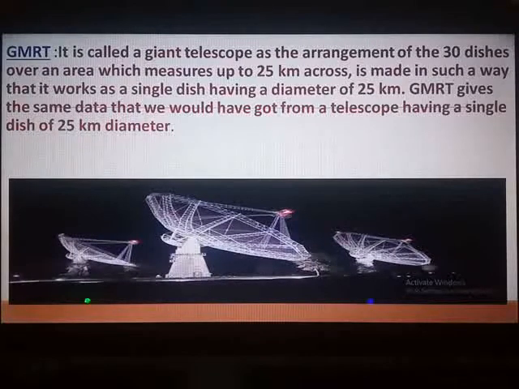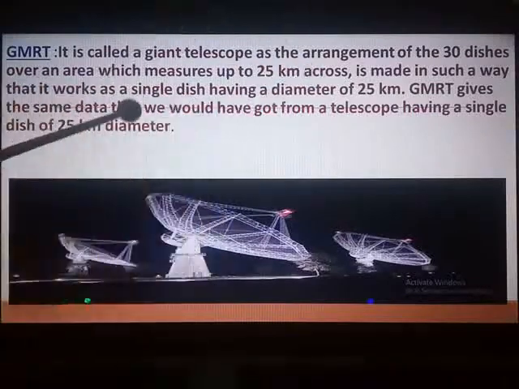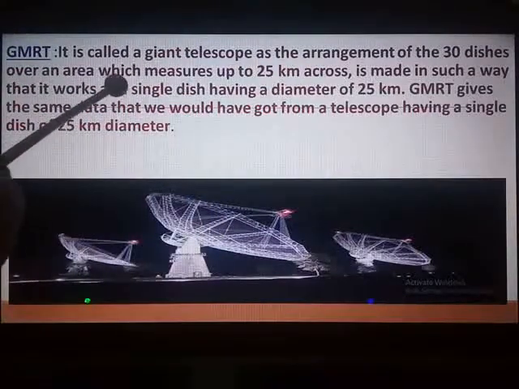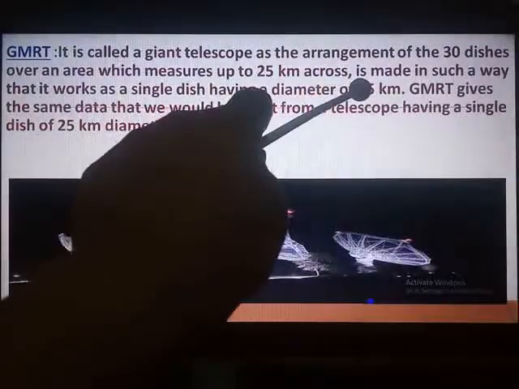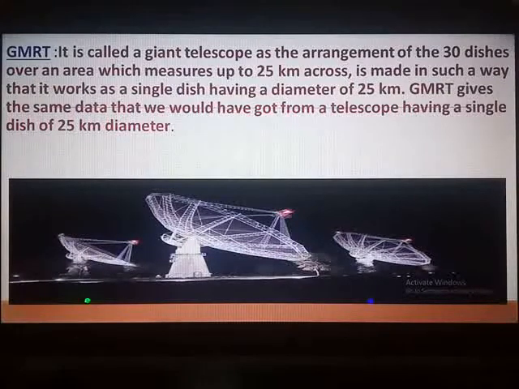Now, why is this called a giant telescope? Because of the arrangement of 30 dishes over an area which measures up to 25 kilometers across, it is made in such a way that it works as a single dish having a diameter of 25 kilometers. You can see an image of GMRT I have placed from the internet for you to have a proper idea. This GMRT gives the same data that we would have got from a telescope having a single dish spread over about 25 kilometers in diameter. Who has made this GMRT? Why have I told you that it is the feather in India's cap?